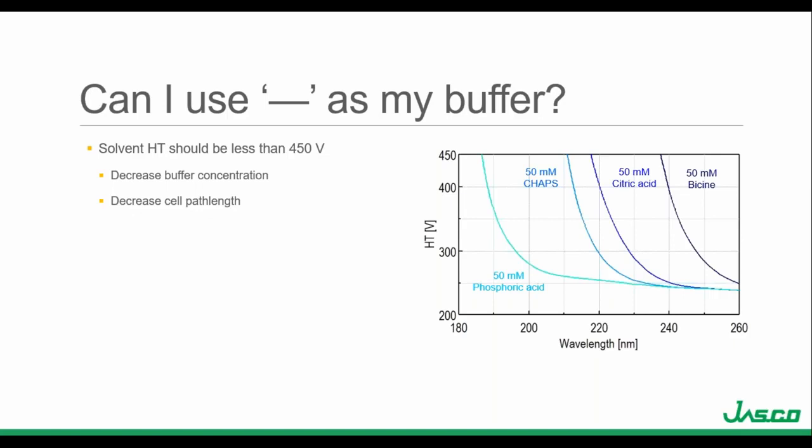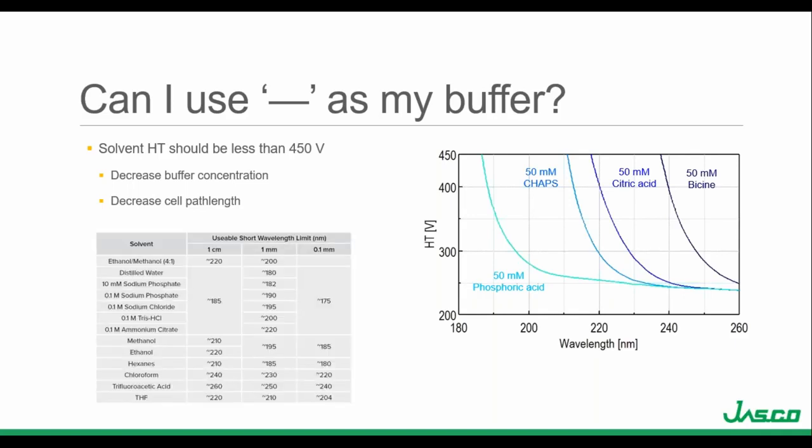So if the solvent absorbance is large and you can't reduce the concentration, limit the salt content, or change the buffer system, what you can do is look at decreasing the path length, because CD is based on a Beer's law technique, so you can look at concentration and path length. This table shows solvents and their wavelength limitations using different cuvette path lengths.